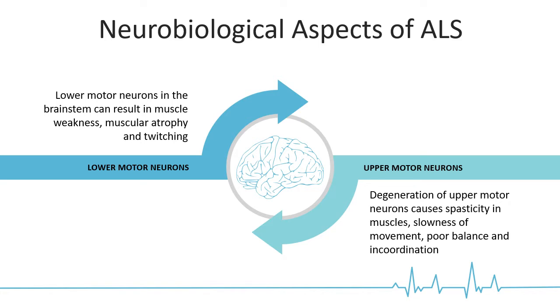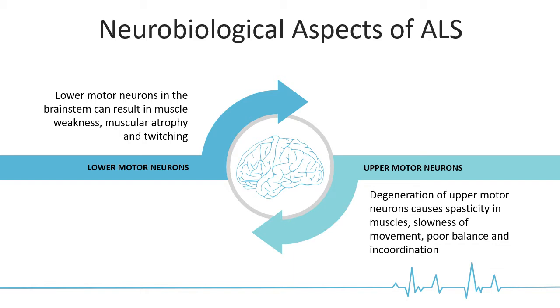ALS affects two groups of neurons, the lower motor neurons and the upper motor neurons. The lower motor neurons are located in the brainstem and tend to cause muscle weakness, muscle atrophy, which is shrinkage of the muscles, and muscle twitching.